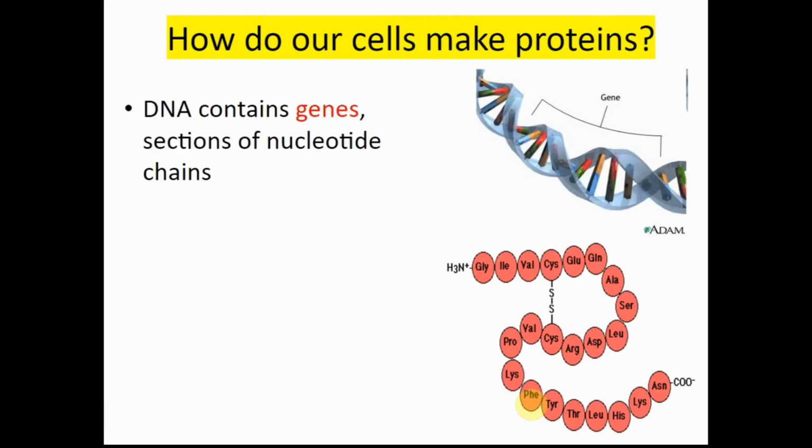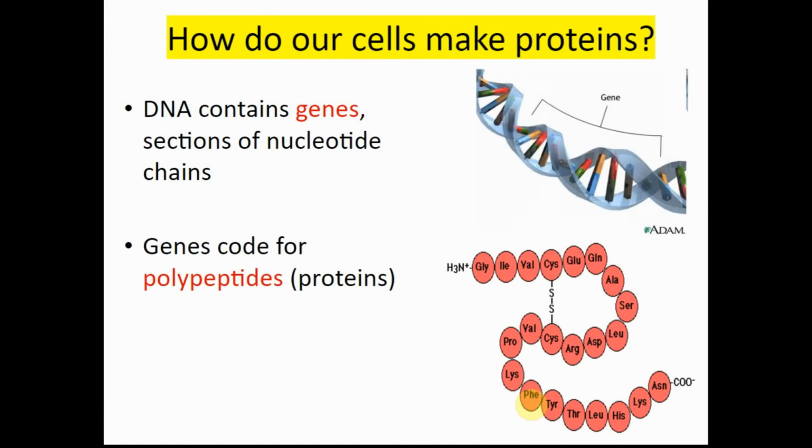In order to make proteins, we have to use the instructions found in DNA. Now, short sections of DNA that code for proteins are called genes, and they code for the creation of a protein polymer, which is called a polypeptide. Polypeptides are chains of protein monomers, which are called amino acids.